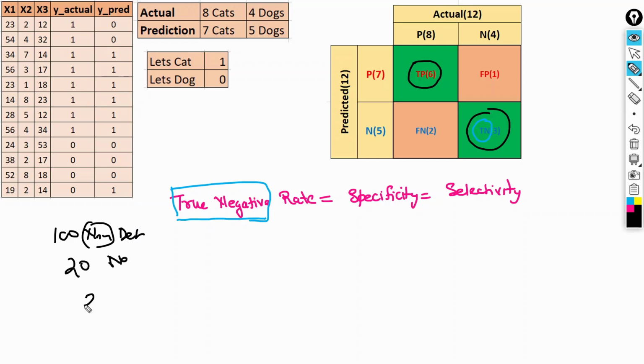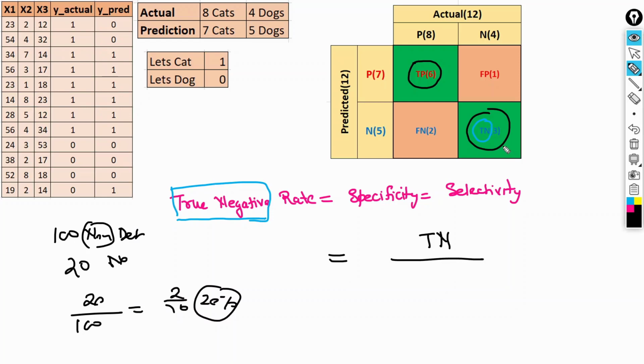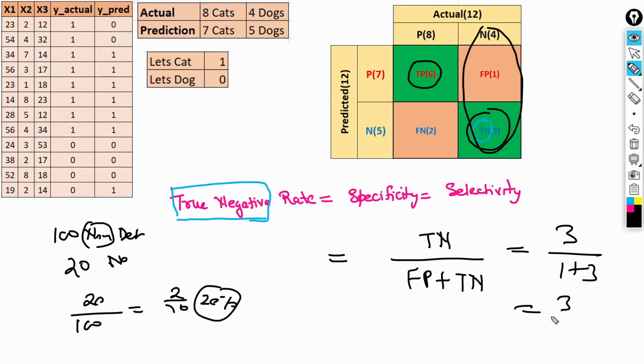So we can say the specificity would be 100. It means 2 by 10, which means we have 20% specificity, or the true negative rate. So what would be the formula? TN, true negative: how many total true negatives do we have? It means FP plus TN. TN we have 3, so 1 plus 3. So this would be your specificity, or true negative rate.